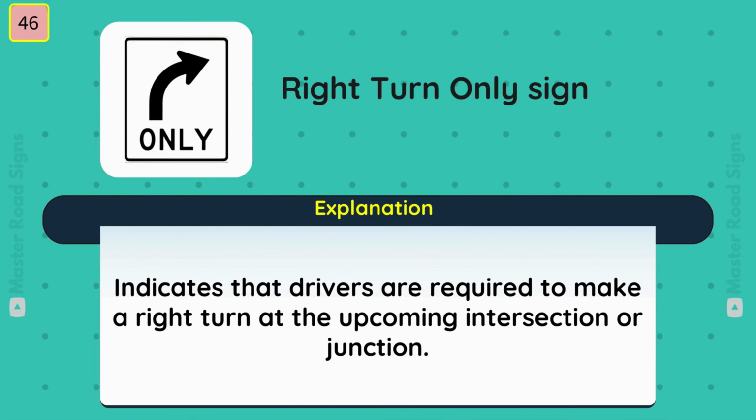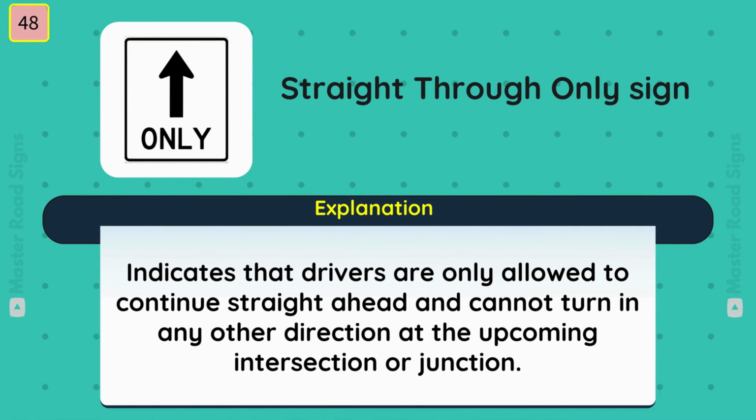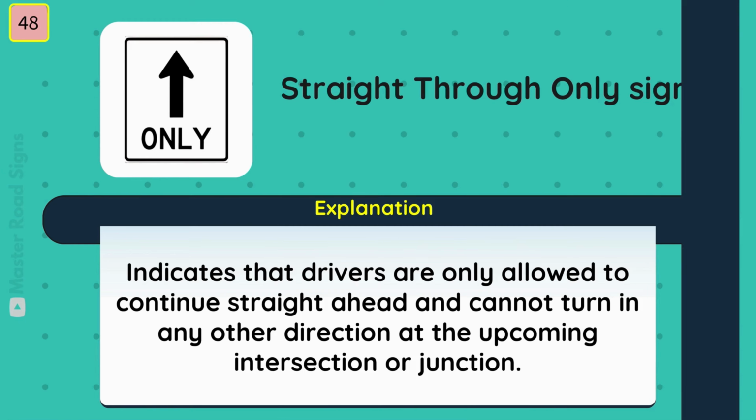Right turn only sign indicates that drivers are required to make a right turn at the upcoming intersection or junction. Left turn only sign indicates that drivers are required to make a left turn at the upcoming intersection or junction. Straight through only sign indicates that drivers are only allowed to continue straight ahead and cannot turn in any other direction at the upcoming intersection or junction.